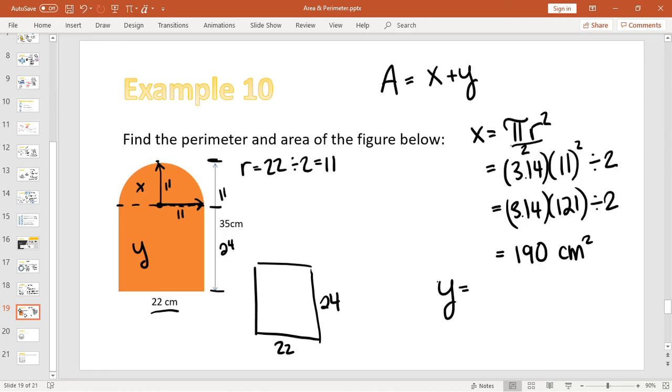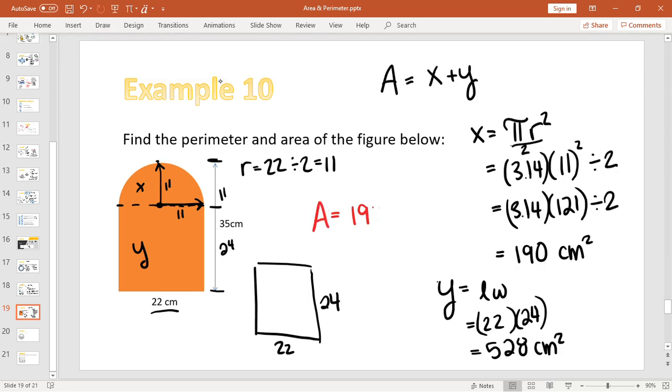So y is going to be length times width, 22 times 24, and that's going to give us 528 centimeters squared. Our total area for the win, let's make it red just so it really stands out: 190 from here, and we're going to add that to the 528 from here, and we are going to end up at 718 centimeters squared. These are never too hard. You just have to take your time and look around.